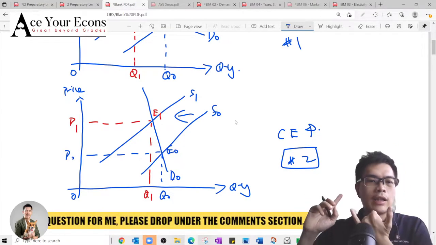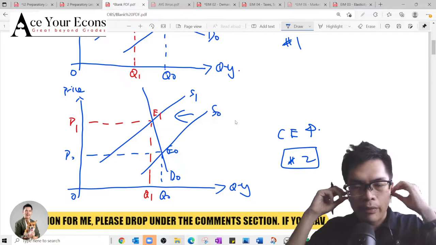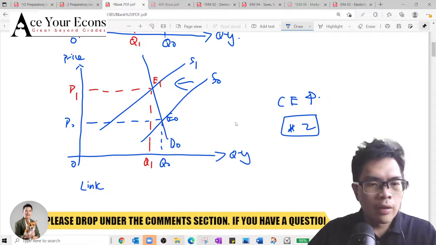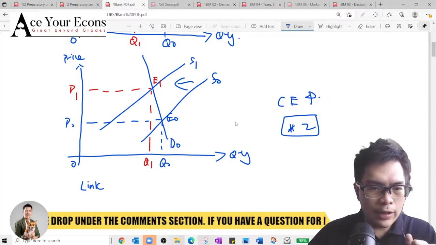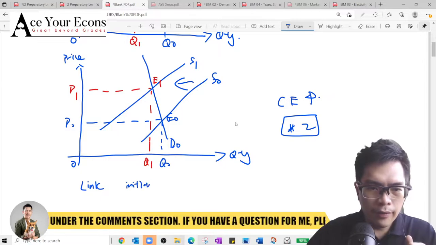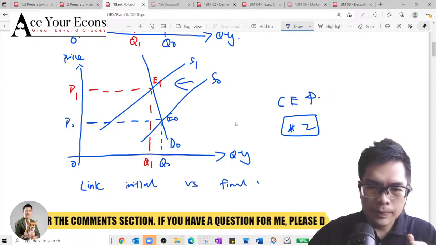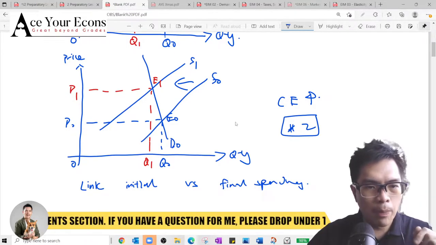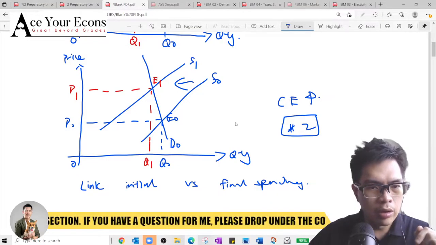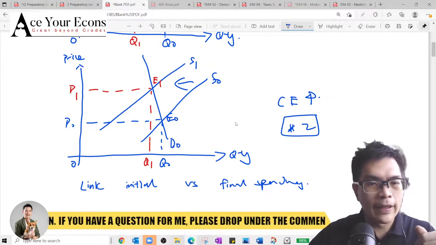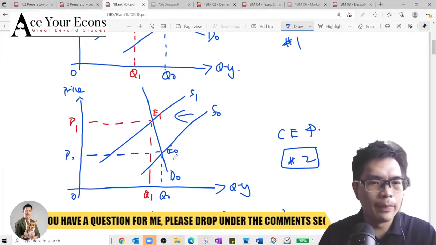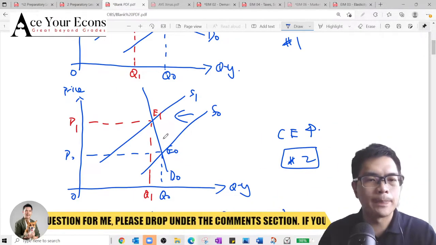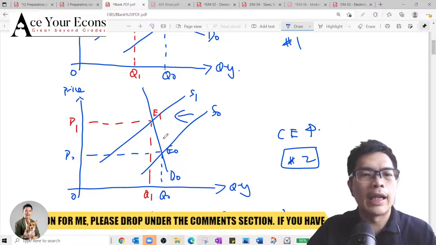All right. After drawing this diagram, the most important part is to show the link back to the question. The link is always relating to your initial and final spending. I suggest you use these four points, 0 P0 E Q0, and mention that your total spending went up as a result of your demand being inelastic. Why is your demand inelastic? Because the extract suggested that consumer spending went up. Because fuel is a necessity good.